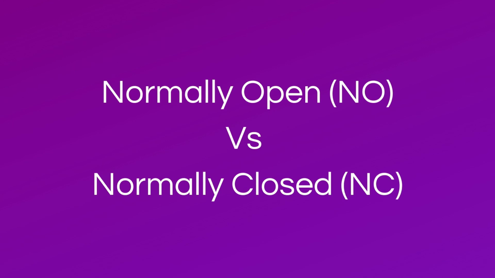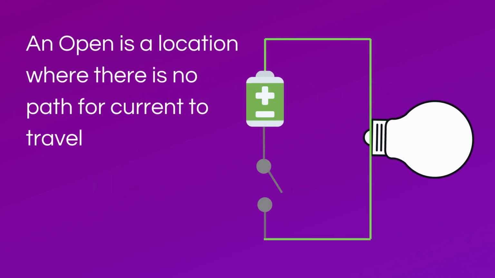Now let's talk about what it means when a switch is normally open or normally closed. However, before we can understand what that means, we need to understand what an open is and what a closed is in electronic circuits. An open is a location in the circuit where there is no path for current to travel. As you can see on the diagram, the switch creates an open. Therefore, the light bulb is off because no current can travel to it.